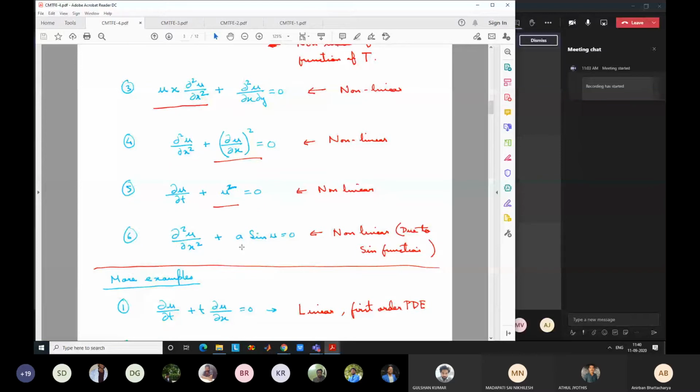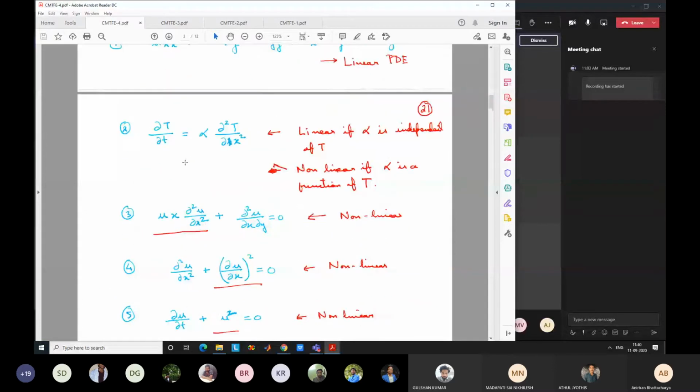You might get confused because you do not see directly a coefficient which is a function of u, but the sin u itself induces the non-linearity. The sine function is a non-linear function. You can also think of the sine function as a summation of an infinite series which has non-linear terms in it. So these are some examples of non-linear PDEs. Remember that our governing equations may also become non-linear in certain cases. Typically this 1D transient conduction equation will be linear, but if the alpha becomes a function of temperature, it will become non-linear. So we have to keep this in mind.